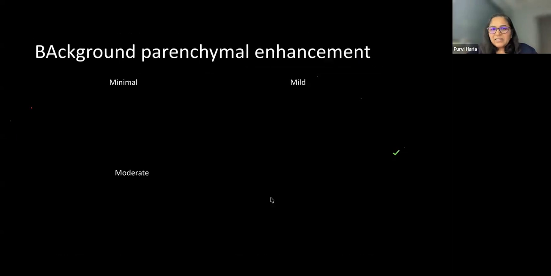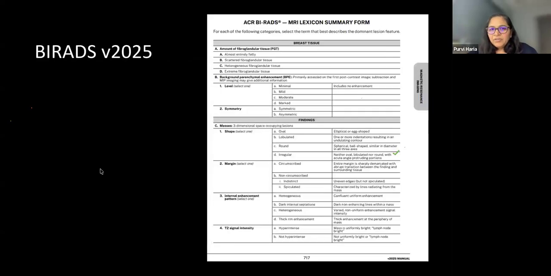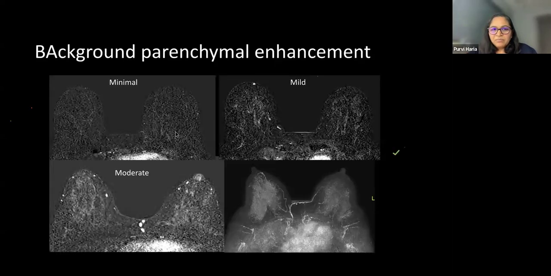Then the second lexicon is background parenchymal enhancement. Again, there are four lexicon terms for that: minimal, mild, moderate, and marked, as we just saw. This is something which masks everything.